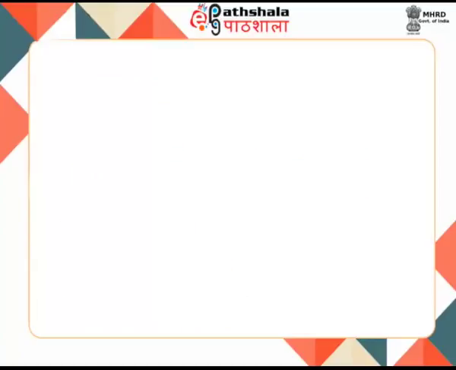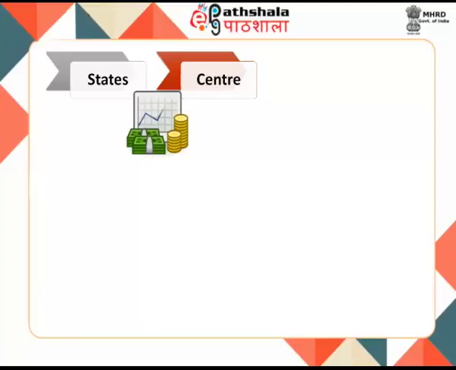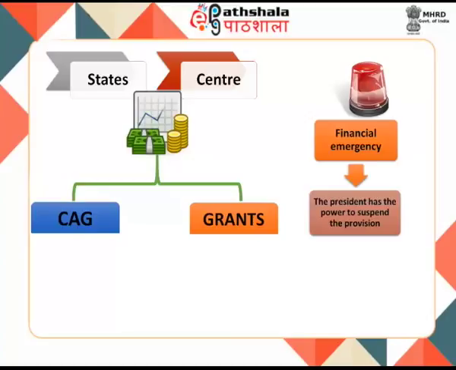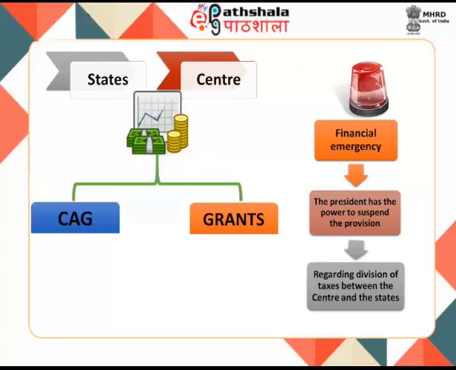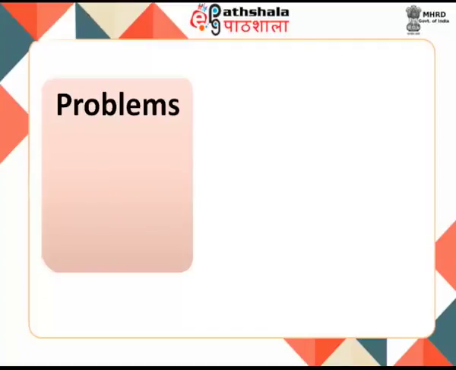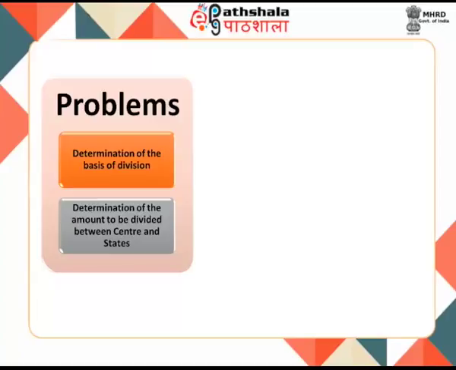In the financial sphere, the states are greatly dependent on the center for finances. The center can exercise control over state finances through the Comptroller and Auditor General of India and grants, but during financial emergency, the President has the power to suspend the provision regarding division of taxes between the center and the states. There can arise some special problems that need to be solved within the federal financial system in determining the basis of division and the amount that should be divided between the center and the state.